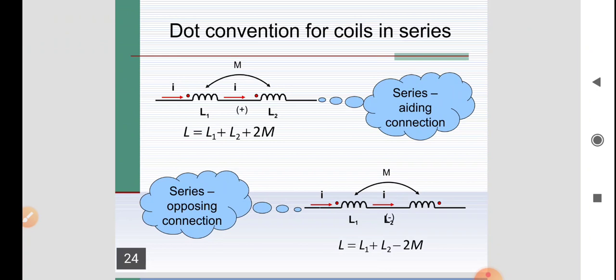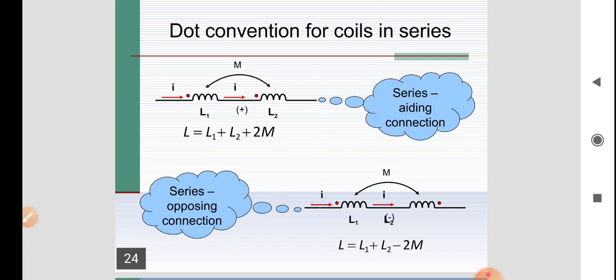In the first circuit we have two coils, one is the L1 coil and the other one is the L2 coil. Remember one thing, whenever we take two coils into consideration, there are two inductances, one is self inductance and the second one is mutual inductance. Due to L1 there is self inductance which is L1, due to L2 there is self inductance which is L2, and M represents the mutual inductance.